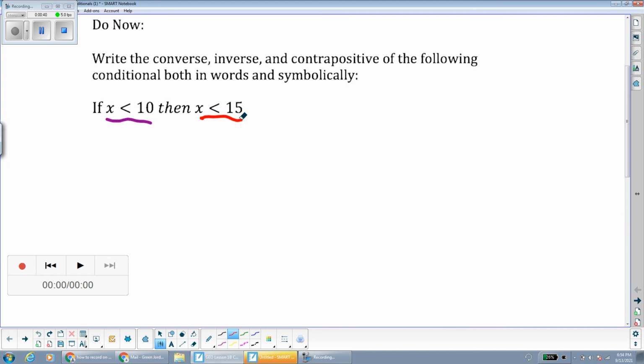What we need to do here is write the converse, inverse, and contrapositive of the following conditional, both in words and symbolically. So here's our original conditional statement in words. Symbolically, we write any conditional statement as P arrow Q. And what that says is if P, then Q. If the premise happens, then the conclusion follows.